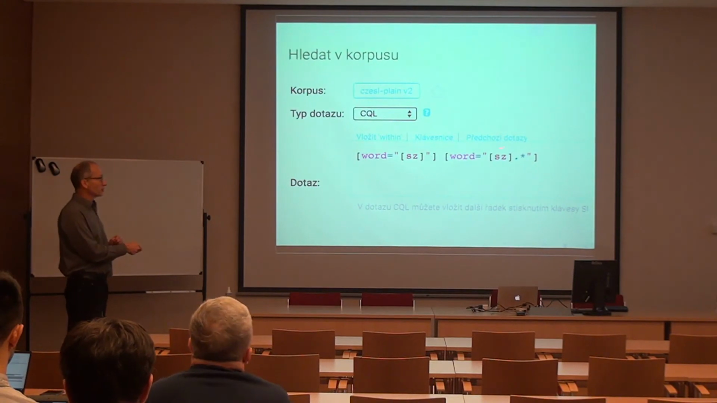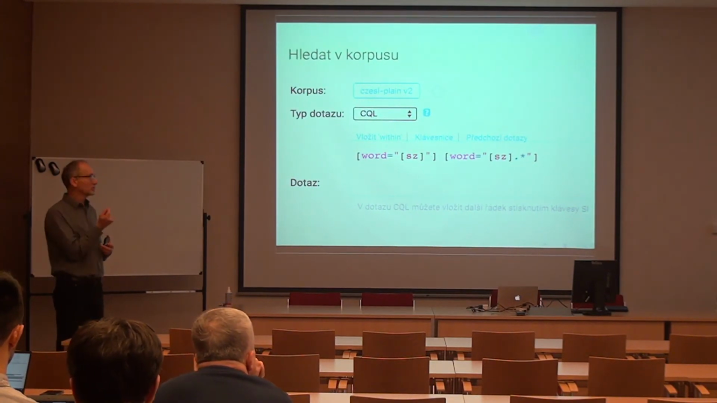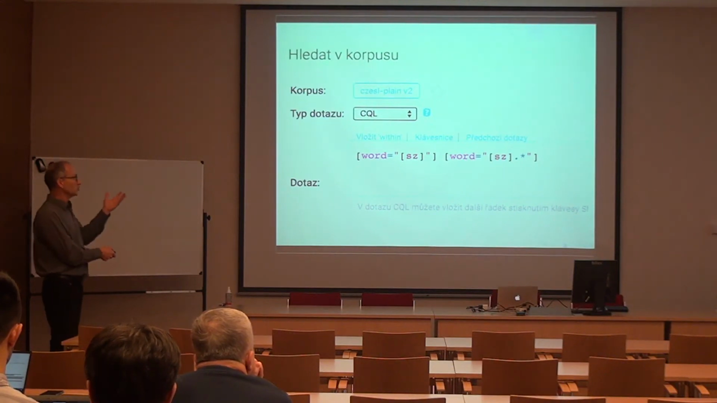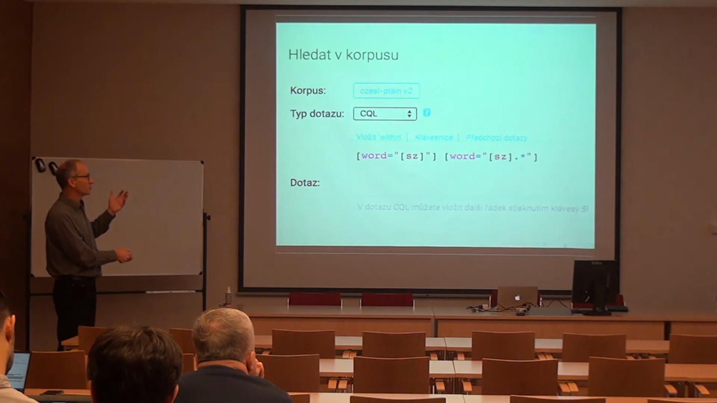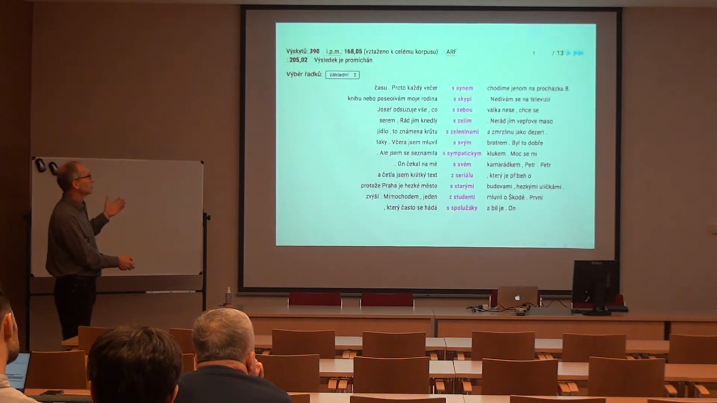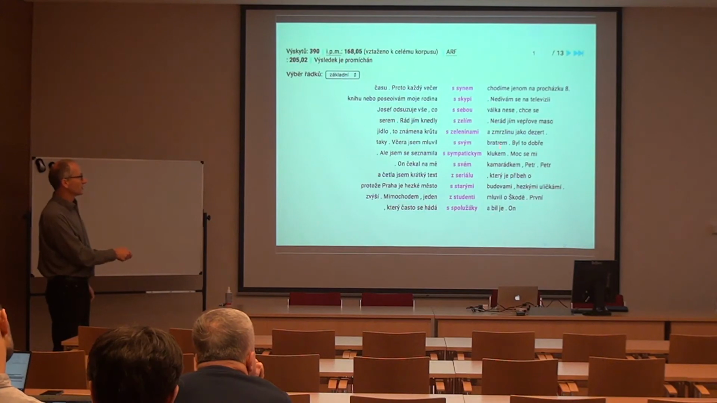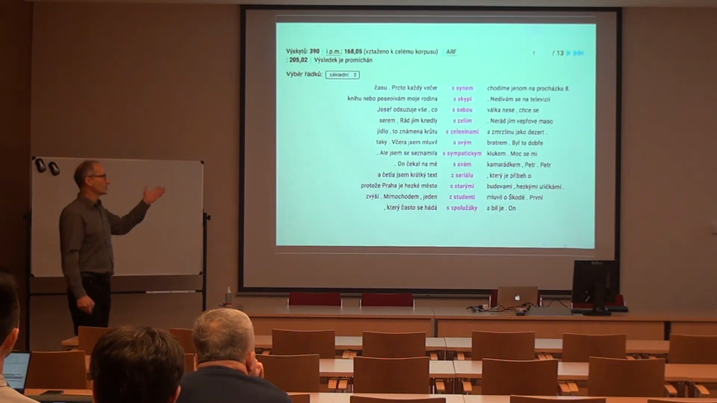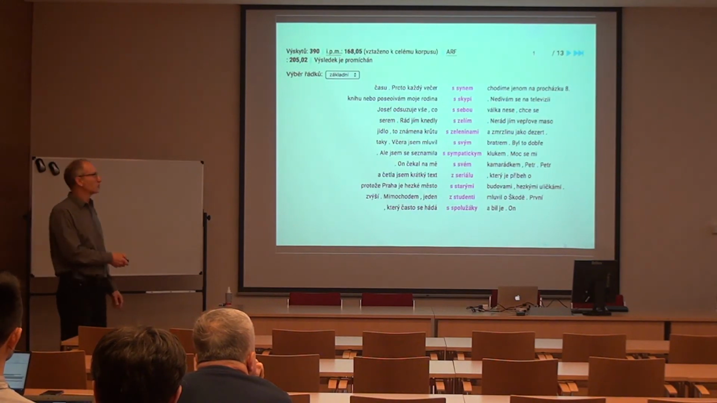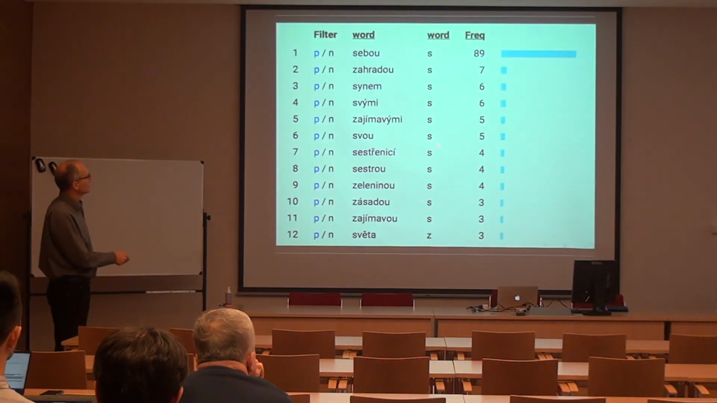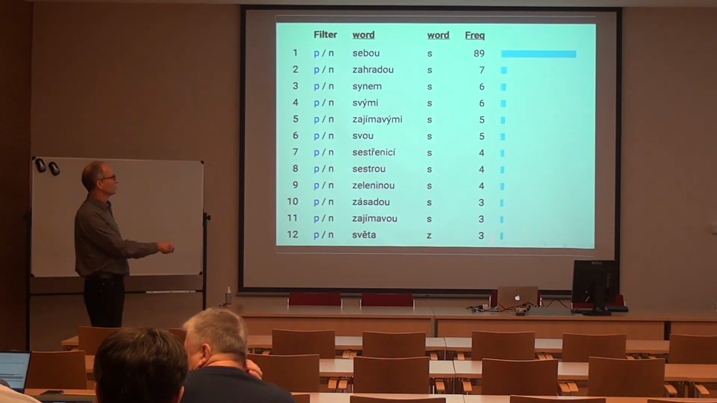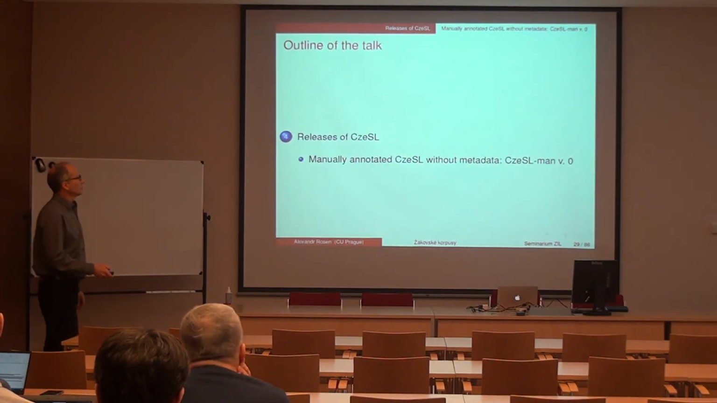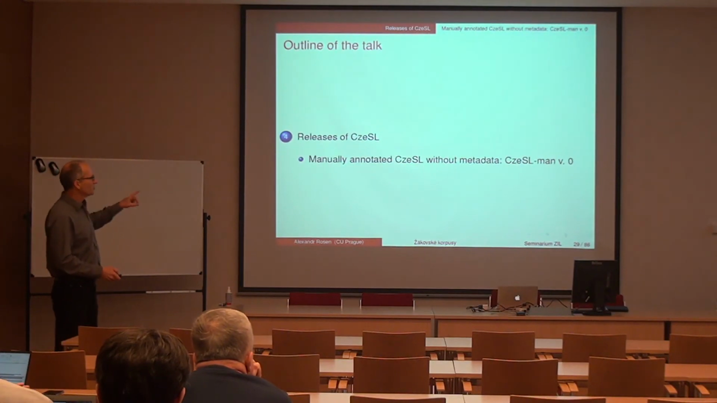But if the word is followed by another sibilant, you have to vocalize it. So if you put in this CQL query, you can get these types of errors, right? So this is not correct. Even in such a corpus you can search for errors, and then you can see how frequent those errors are. So it should be reversed, like se sebou, se zahradou, se synem. Right? So these are frequencies. Manually annotated czesl without metadata.